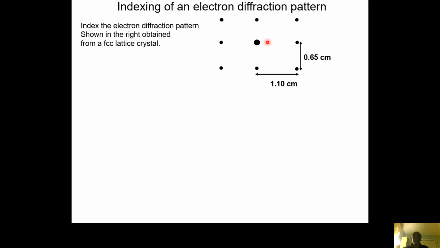So now if you want to index something, somebody gives me this diffraction pattern. They tell me what this distance is. This is 1.10, this is 0.65. Then I have to index this one. I need to give what crystal planes correspond to this pattern. So what do I do?